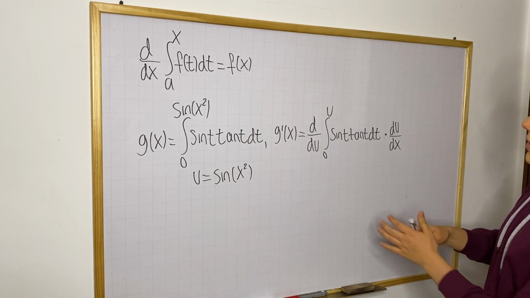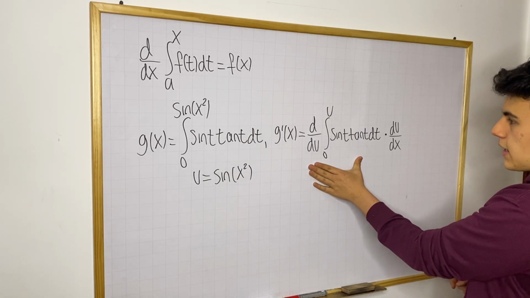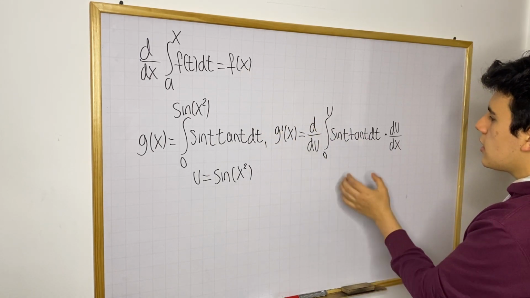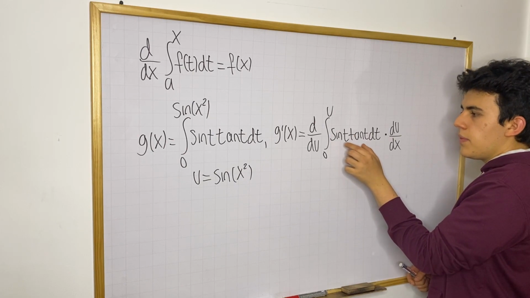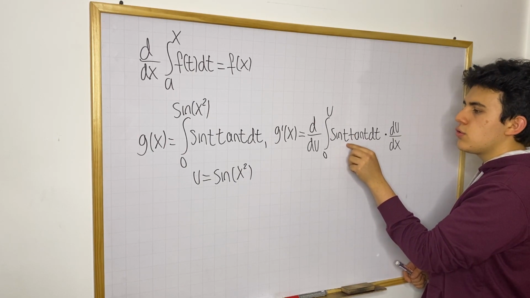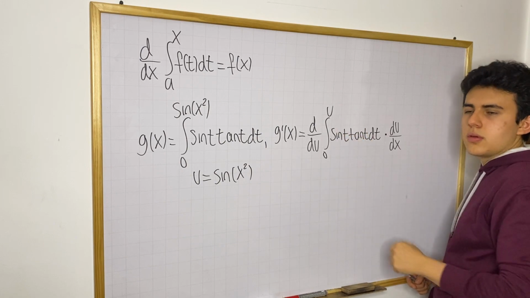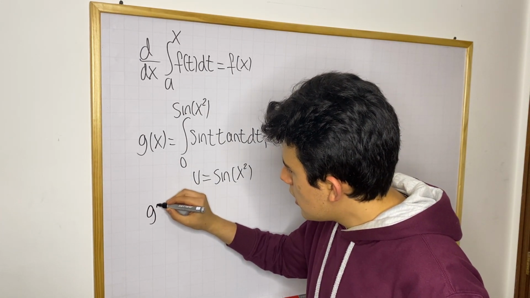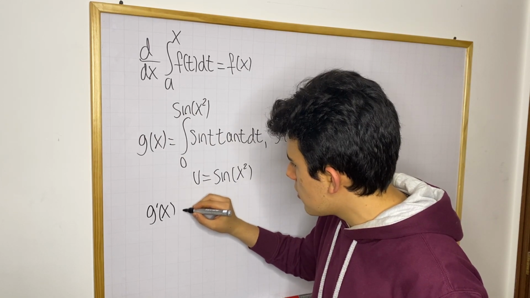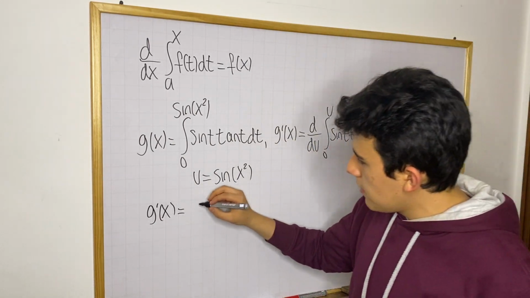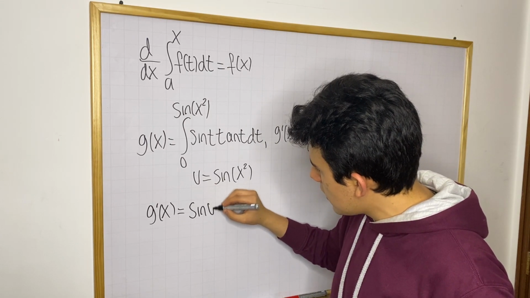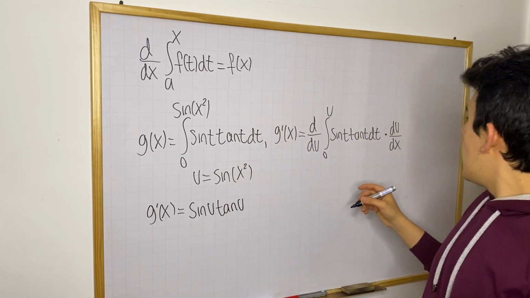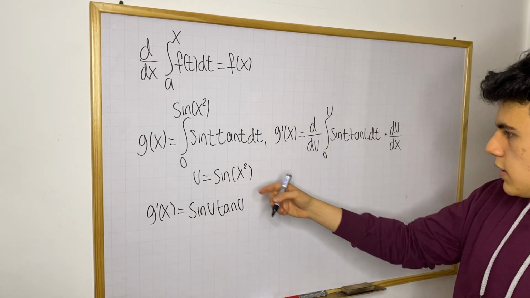Well, we know that this left-hand side factor we can compute using FTC2, and we know it is going to be equal to the dummy function, and you can just switch the input from t to u, okay? So let's see what that would give us. We get over here that g prime of x is going to be equal to the dummy function, so that is going to be sine of u times tangent of u. And now we have times the derivative of this function.